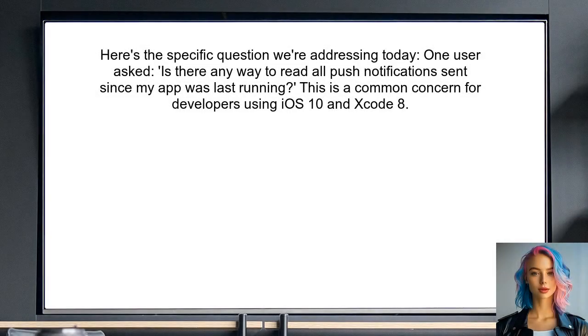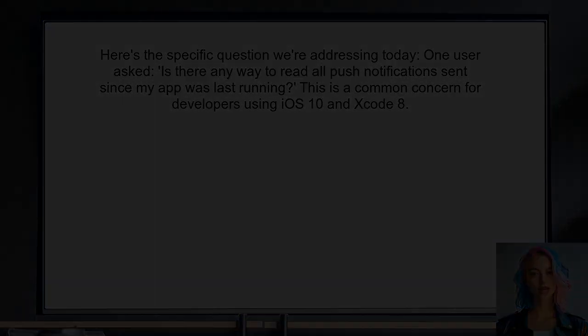Here's the specific question we're addressing today. One user asked, "Is there any way to read all push notifications sent since my app was last running?" This is a common concern for developers using iOS 10 and Xcode 8, so let's explore this together.